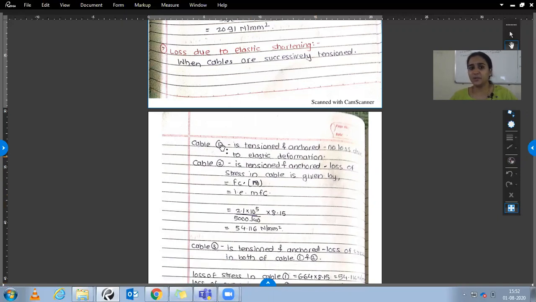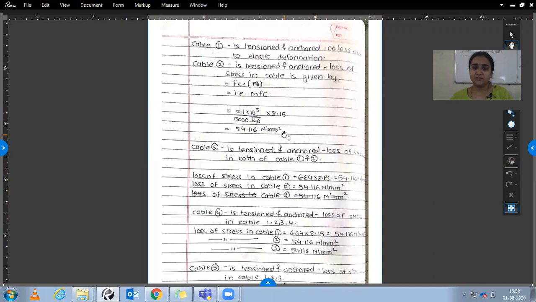Cable 1 is tensioned and anchored, therefore no loss due to elastic deformation at the start. Then cable 2 is tensioned and anchored, and the loss of stress in the cable is given by M into FC. M here is the modular ratio ES upon EC. EC we take as 5000 under root FCK, and that FC value we have calculated previously. According to that we'll get the loss due to elastic shortening in cable 2.